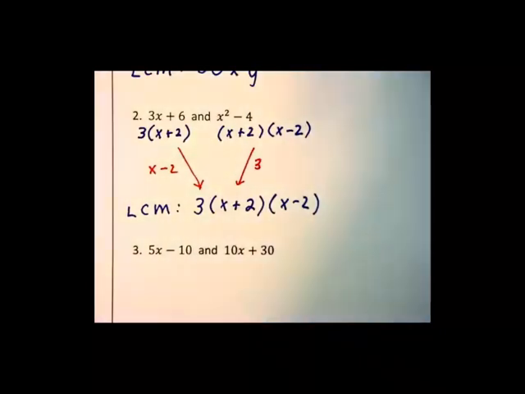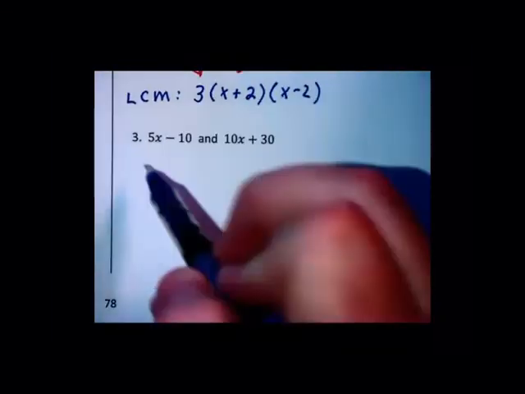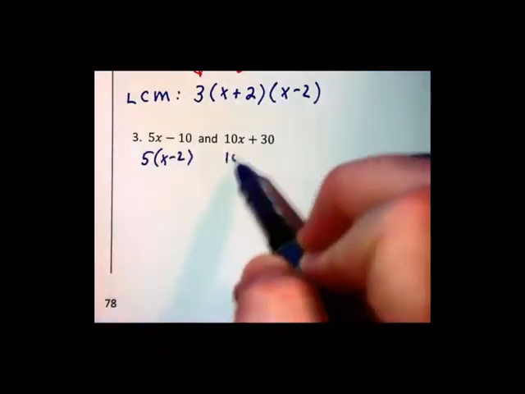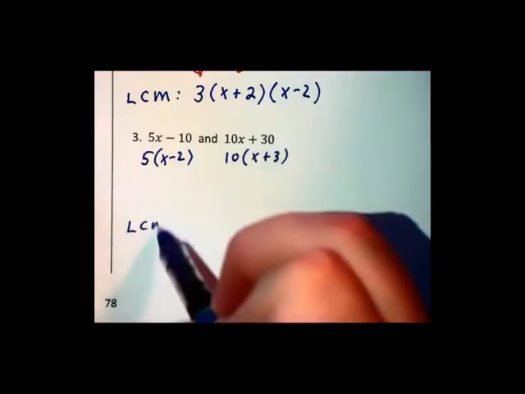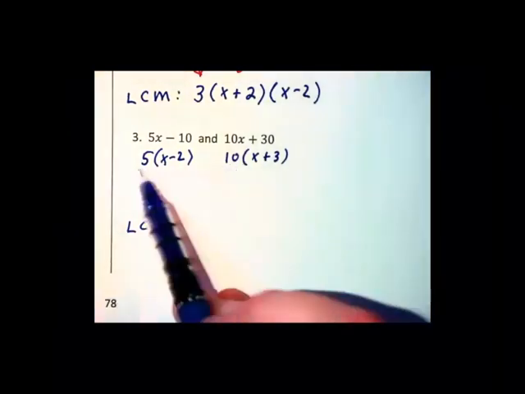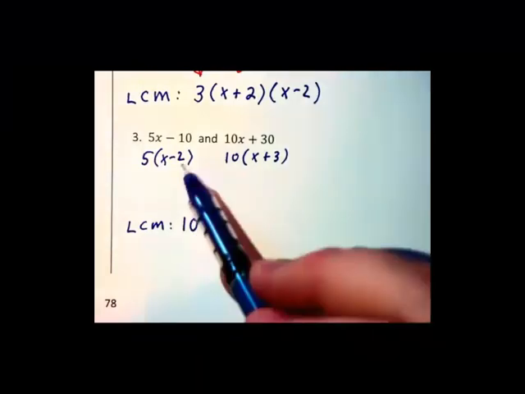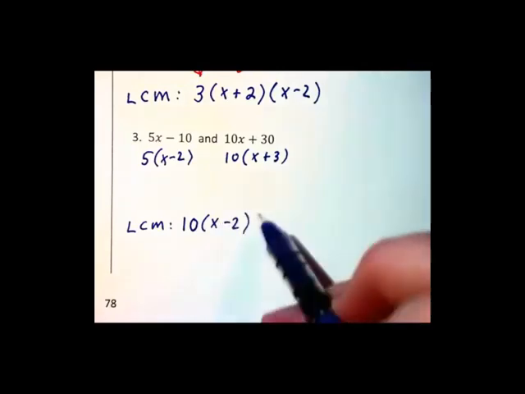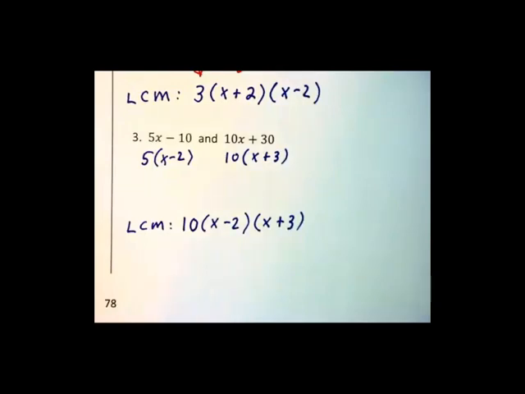Okay, let's continue on with this next one. First expression, we can factor out a 5 and have left over x minus 2. Second expression, I can factor out a 10 and have left over x plus 3. So I need a least common multiple that both 5 and 10 go into. Now since 5 goes into 10, I'm going to choose the 10. x minus 2 and x plus 3 have nothing in common, so I'm going to just write the product of the two of them down here and say that is my least common multiple.